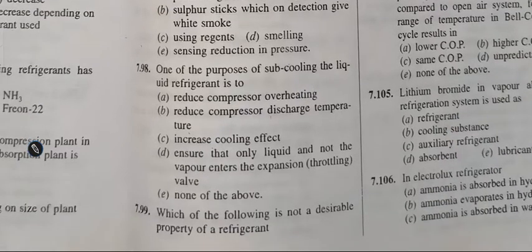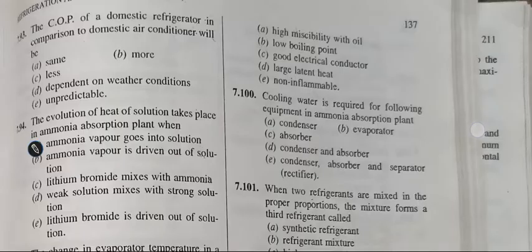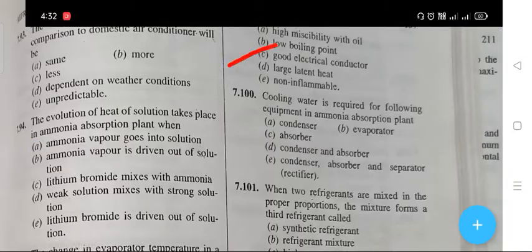Next question is one of the purposes of subcooling the liquid refrigerant is to. Right answer is D, ensure that only liquid and not the vapor enters the expansion, that is throttling valve. Next question, which of the following is not a desirable property of refrigerant? Answer is C, that is good electrical conductor.